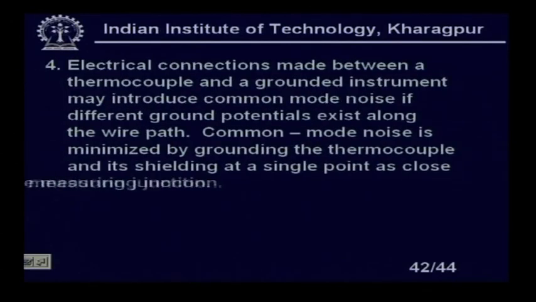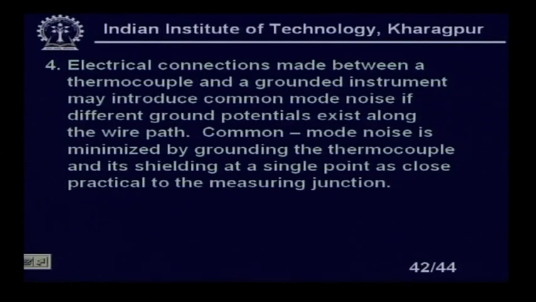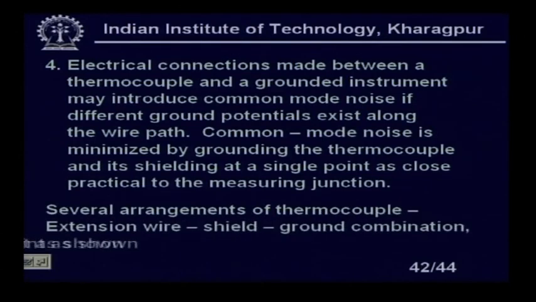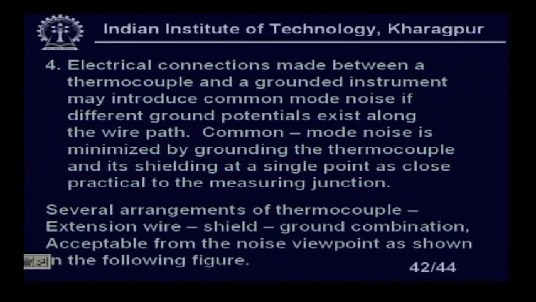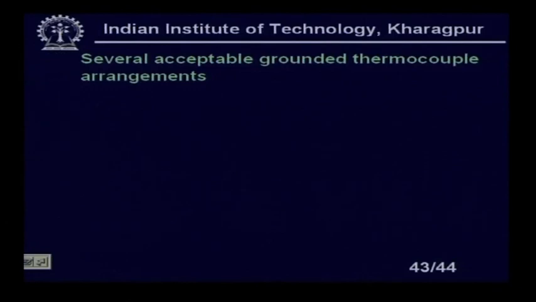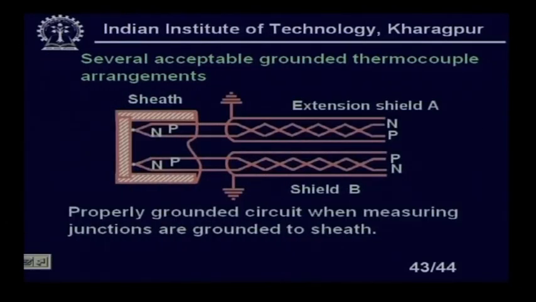Electrical connections made between the thermocouple and the grounded instrument may introduce common mode noise if different ground potentials exist along the wire path. Common mode noise is minimized by grounding the thermocouple and shielding at a single point, as close as practical to the measuring junction. Now, several arrangements of extension wire shield and ground are acceptable from the noise viewpoint, as shown in the following figure. Now, see that is one junction; you will find that this junction has been grounded, right. Several acceptable, properly grounded circuits: the measuring junction is grounded to the sheath.